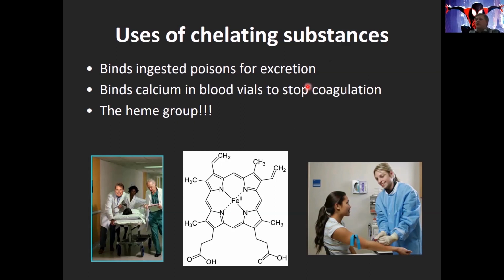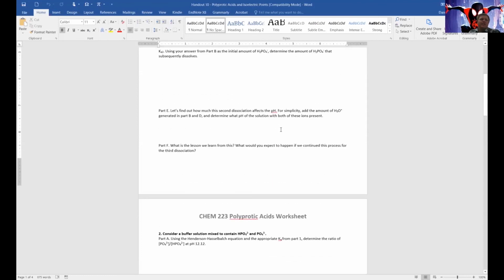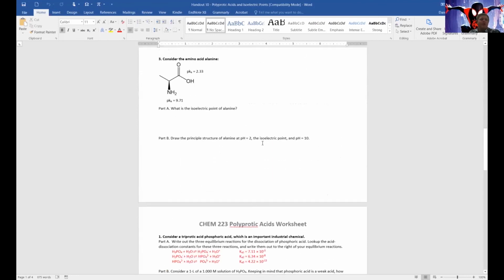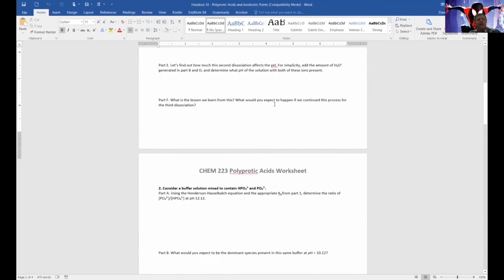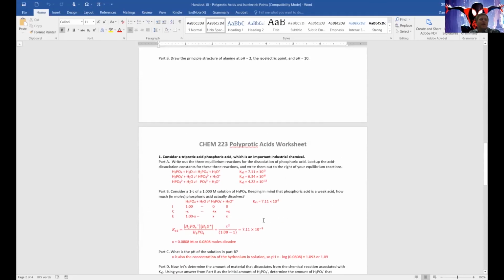That does it for the lecture portion of today's lecture. But this lecture does also come with a handout. I will show you that over here on this page. So this is a polyprotic acid worksheet. It just has some practice problems for you to go through. It also has some isoelectric point problems for you to go through. And of course, this handout is also associated with your reading quiz for this lecture. And it has an answer section down here at the bottom.